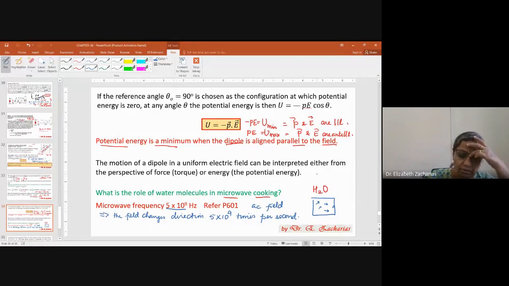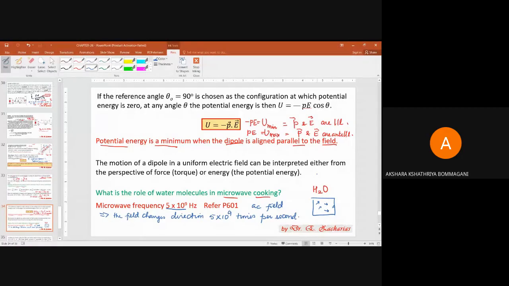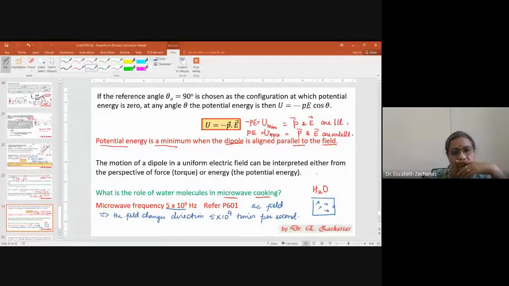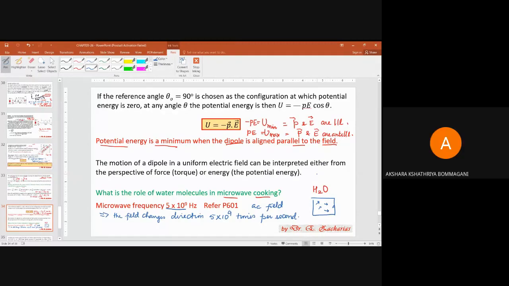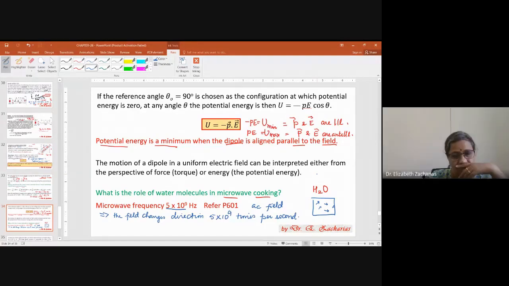Since a water molecule is a dipole, it always has a tendency to orient itself to the field direction. Since the microwave field changes at a frequency of 5 into 10 to the power of 9 hertz, water molecules also oscillate at that rate per second, due to which the food will be cooked. That energy would be passing through the food. That's right. This vibrational energy goes to the food and the food gets cooked. So that's clear, I suppose. You told that very nicely, so I'm sure others must have understood too.